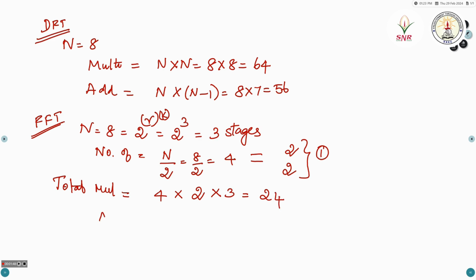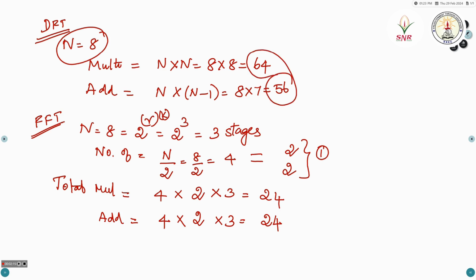And while calculating the total number of additions, the number of butterfly operations per stage is equal to 4. The required number of additions for each butterfly is equal to 2. And the total number of stages for n equal to 8 is 3, which gives 24. So this proves the time complexity is reduced in FFT, because when we have higher order n values, instead of using DFT, which has higher multiplications and additions, we can go for FFT, which has a lower number of multiplications and additions when compared to DFT.